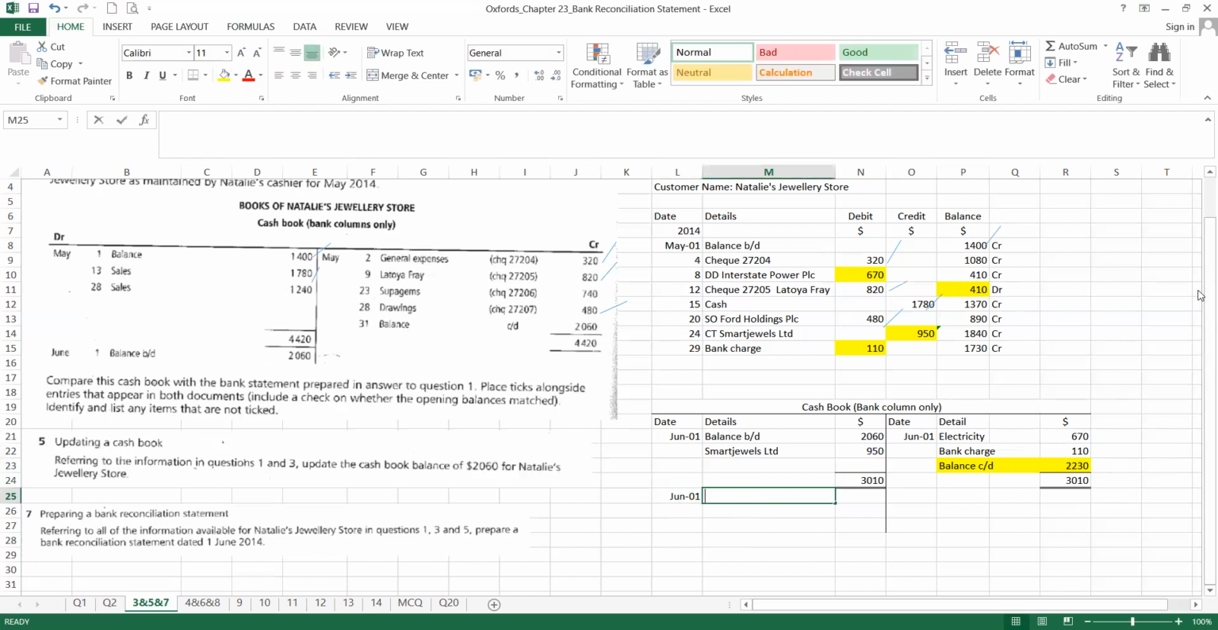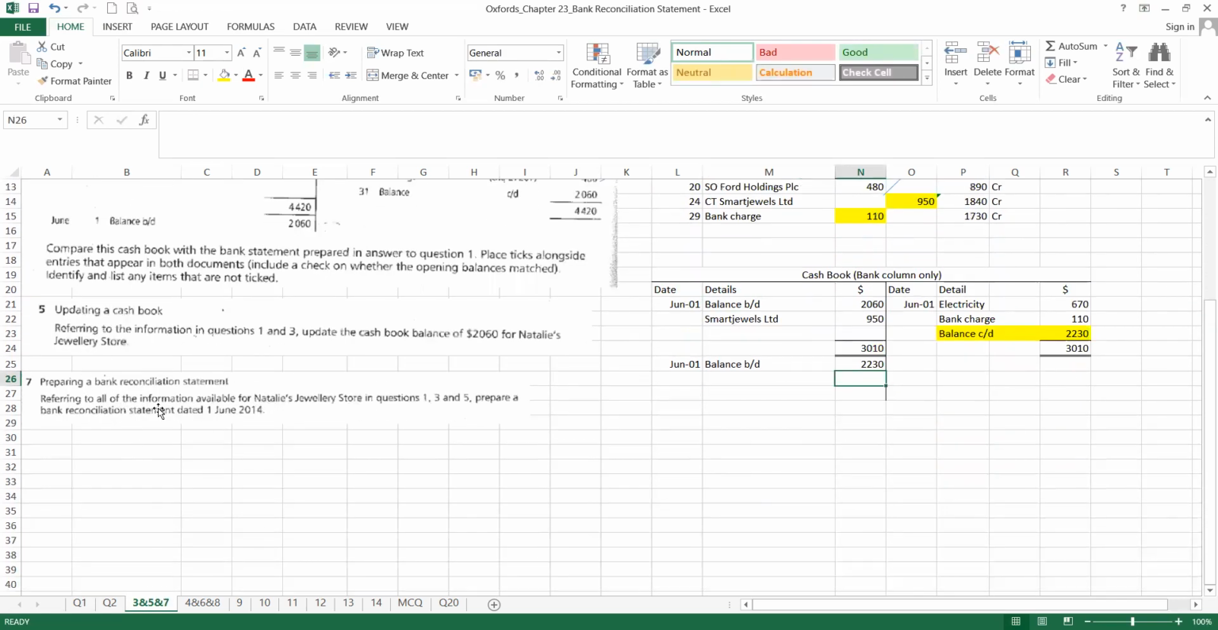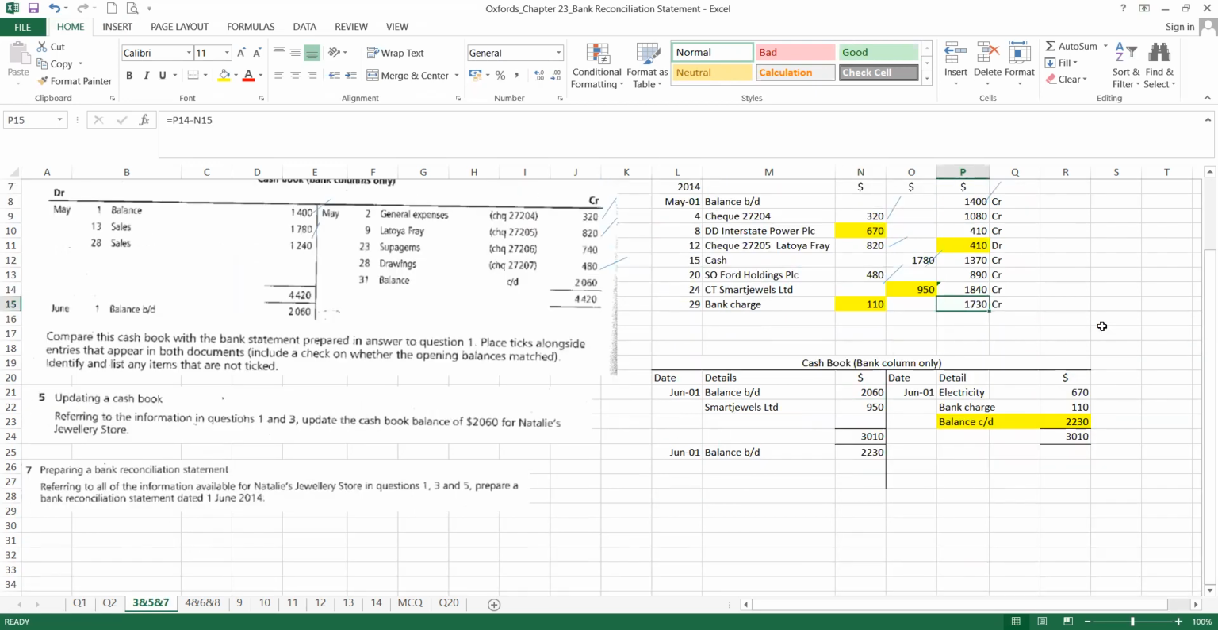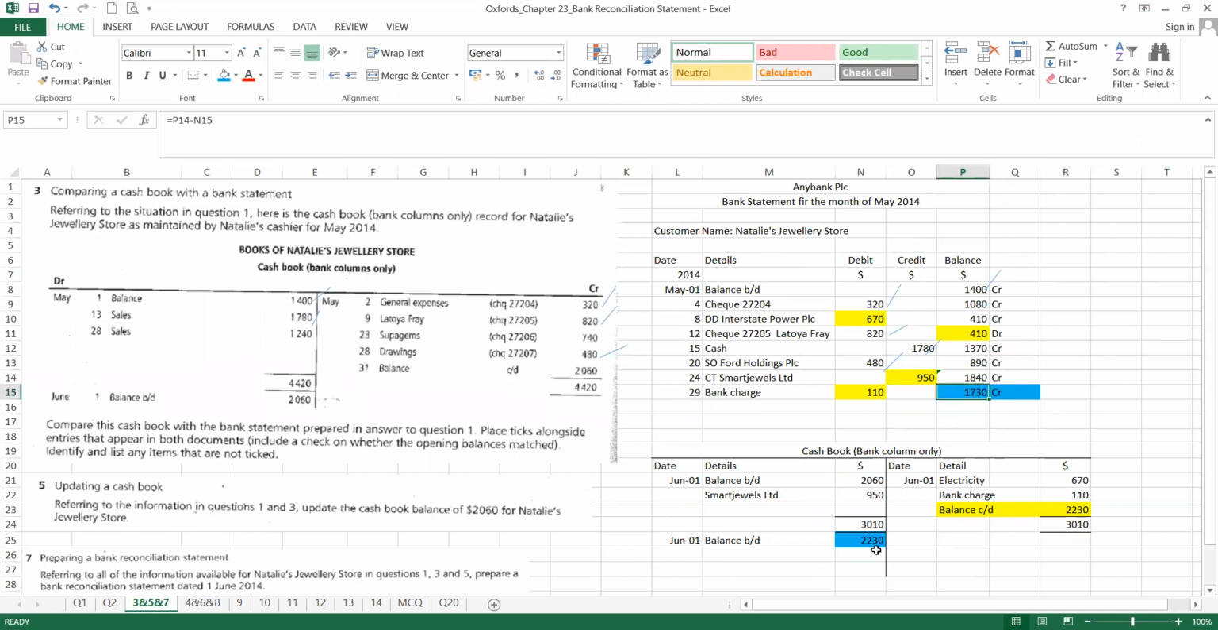June 1st, balance right now. So this is the new balance we get for the cash flow. Next, they ask us to prepare the bank reconciliation statement, using the information here and the bank statement they provided. This is the bank statement amount from the first question, and this is the cash flow. So we want to check why these two numbers are different.